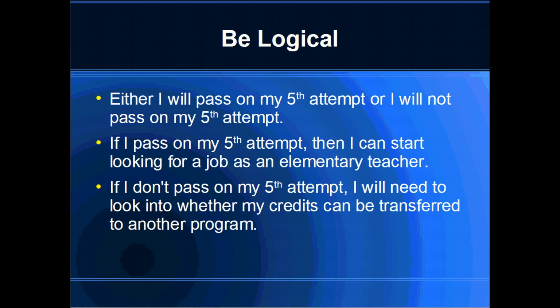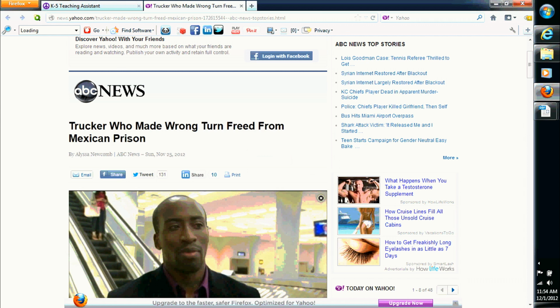Okay, now I'm going to apply this to a discussion on Jabin Bogan. Jabin Bogan is a Dallas truck driver for Demco Express. He was supposed to go from Dallas to Phoenix, Arizona. He was transporting 260,000 rounds of ammunition. And sorry, before I go further, I'm getting this article from Yahoo. It's by Alyssa Newcomb with ABC News. The title is Trucker Who Made Wrong Turn Freed from Mexican Prison.